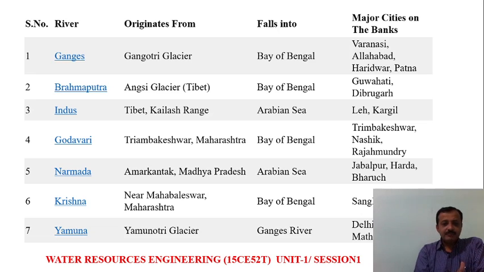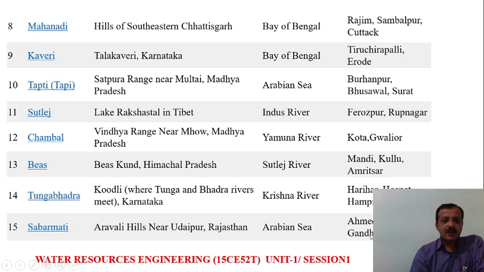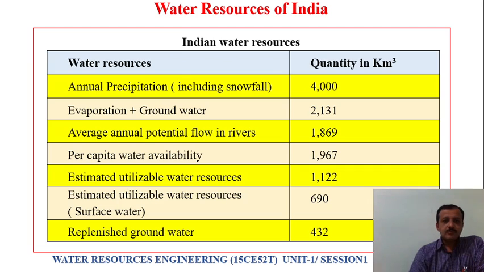Yamuna originates at Yamunotri Glacier. This Yamuna river is a tributary of river Ganga. Some of the major cities are Delhi, Agra, Mathura, etc. Mahanadi originates in the hills of southern Chhattisgarh, Kaveri at Talakaveri, Karnataka. They flow into the Bay of Bengal. Tapti flows into Arabian Sea. Sutlej is a tributary of Indus River. Chambal is a tributary of river Yamuna. Tungabhadra originates at Kudli in Karnataka. It is a tributary of Krishna River. Sabarmati originates in the Aravalli Hills.